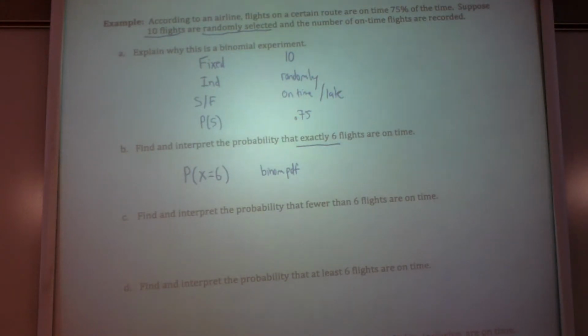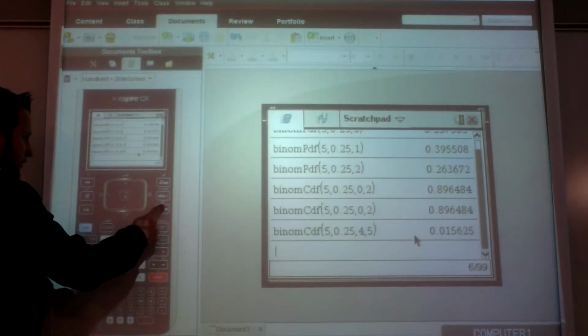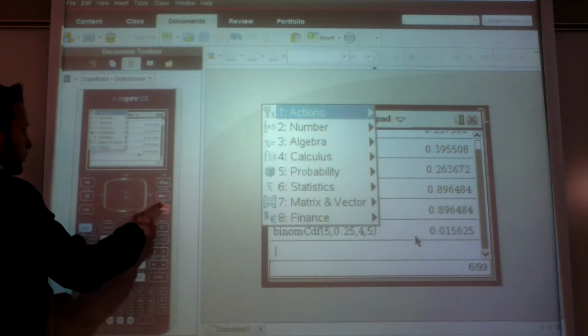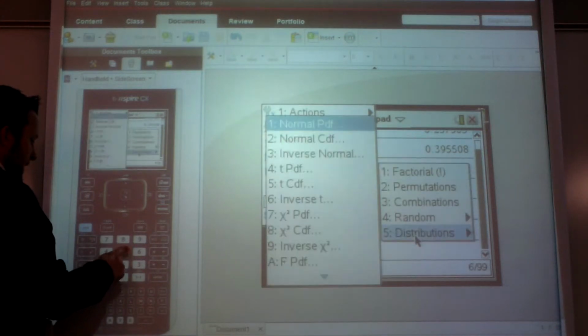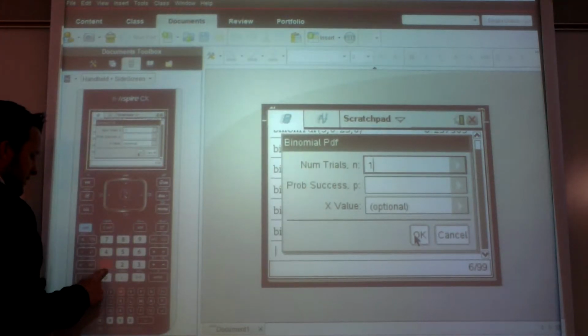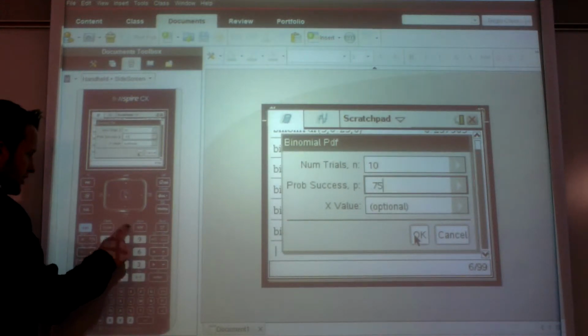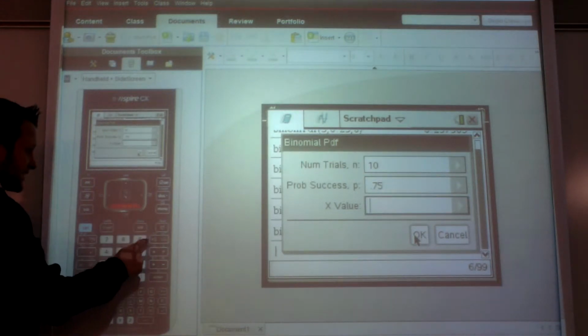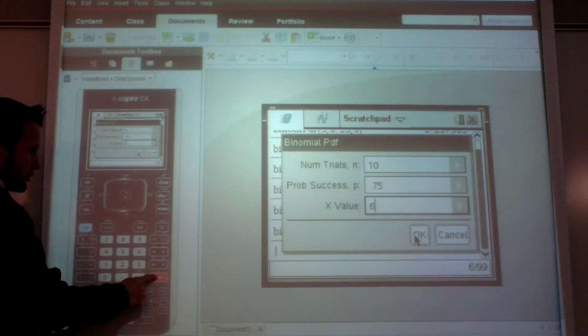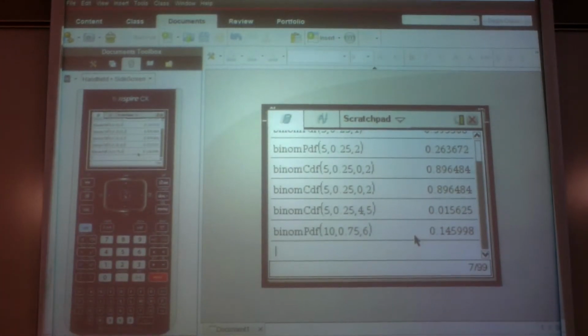That way I can get partial credit if maybe I mistyped something. So then I'm going to go in my calculator, and we're going to put in our info here. We're going to do a binomial PDF. Remember, to do that, we go to Menu, and we're going to go to 5, 5, and I think it was D, 5D, binomial PDF. Great. We're doing 10 flights. Probability of success is 0.75, and we're looking at the probability that exactly 6 are on time. When we do that, we get 0.146. So about a 15% chance that exactly 6 flights would be on time.